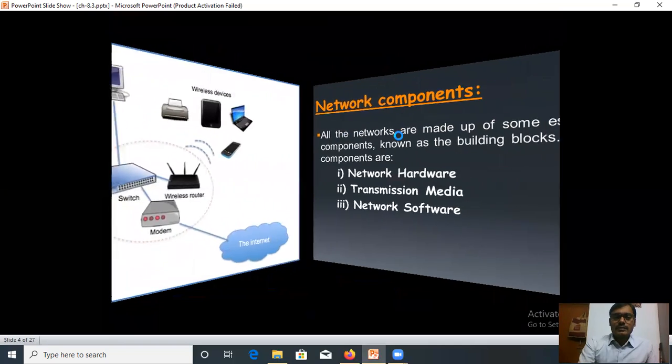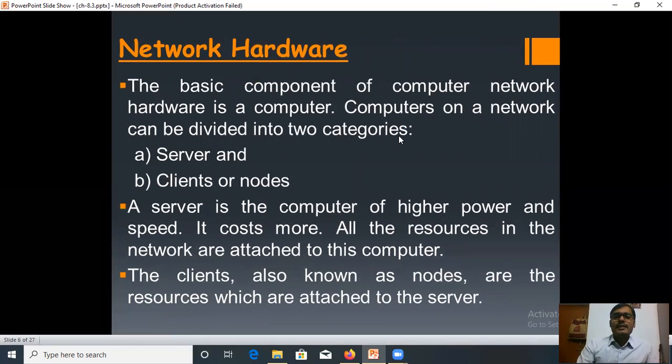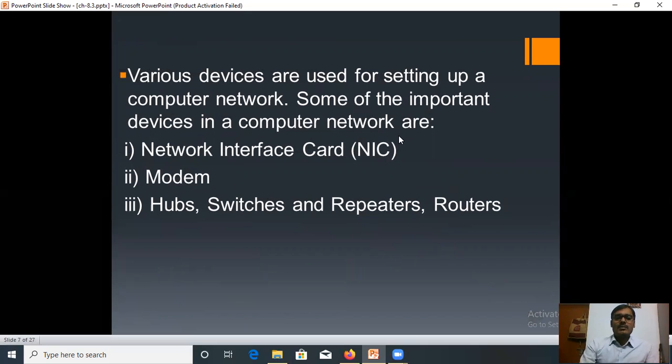Now you can see network hardware. The basic component of network hardware is a computer. Computer is the basic component for network hardware. And I have already discussed that computers can be divided into two categories, that is a server and a client computer. And I have already discussed some of the important devices in a computer network. I have explained about NIC, network interface card. This card is very essential. It is an essential component for establishing internet connection, or you can say for establishing network connection. Second one, modem. I have also explained about modems. So now coming to the hubs, switches, repeaters, and routers.